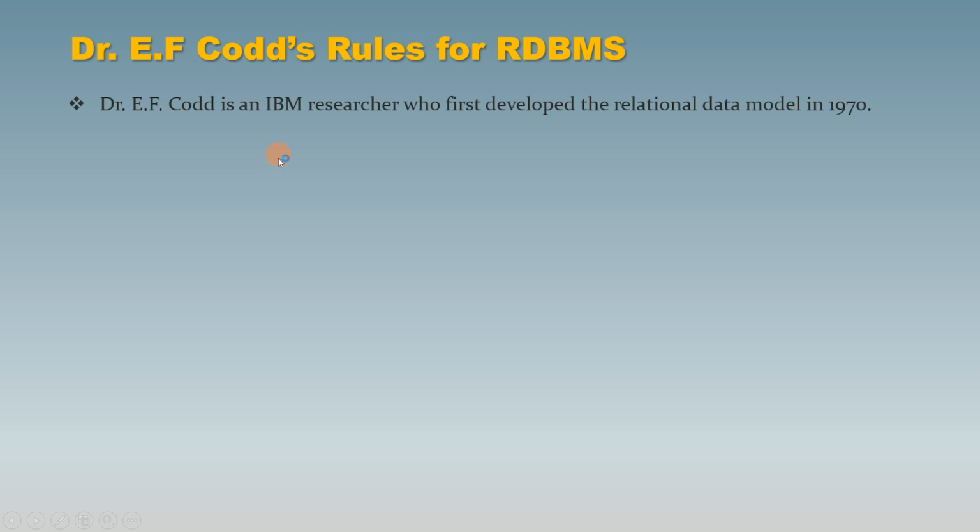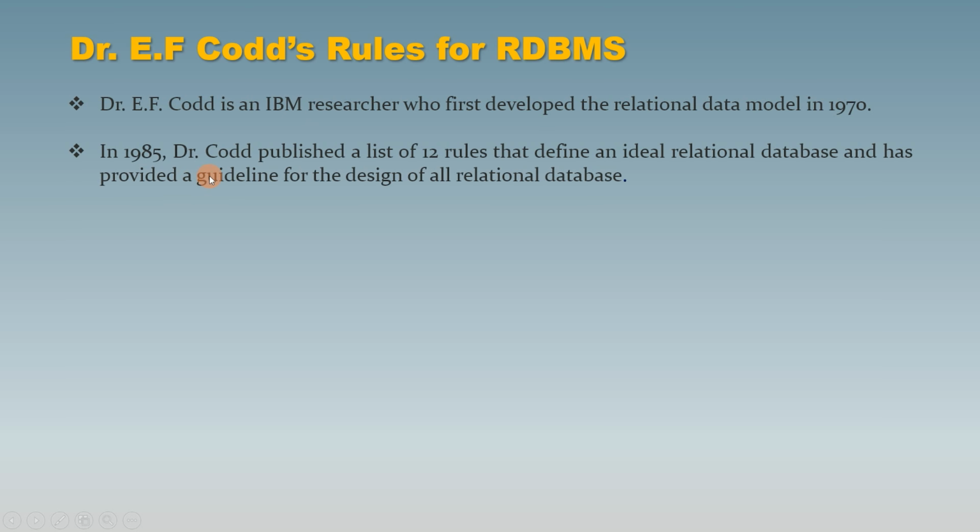So first, who was Dr. E.F. Codd? Dr. E.F. Codd is an IBM researcher who first developed the relational data model in 1970. In 1985, Dr. Codd published a list of 12 rules that define an ideal relational database and provided a guideline for the design of all relational databases. And in this video, we will discuss all these 12 rules which are given by Dr. Codd.